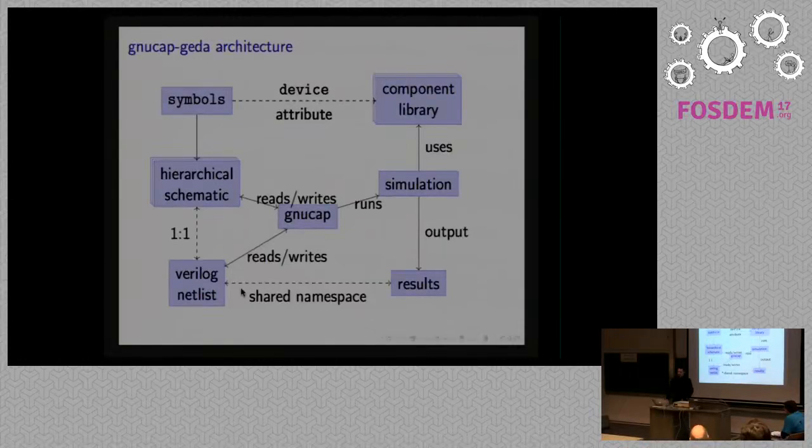You have this hierarchical schematic. It uses symbols. Symbols have attributes. One is device, and on the gnucap side, the device specifies what device model will be used for that. And then you can either simulate or translate it one-to-one to a Verilog netlist. And you can interpret your results in the same namespace as your Verilog netlist or your schematic. There's no name mangling, there's no magic with global nets. It's all in place, and it's much easier to play with circuits and with simulation.